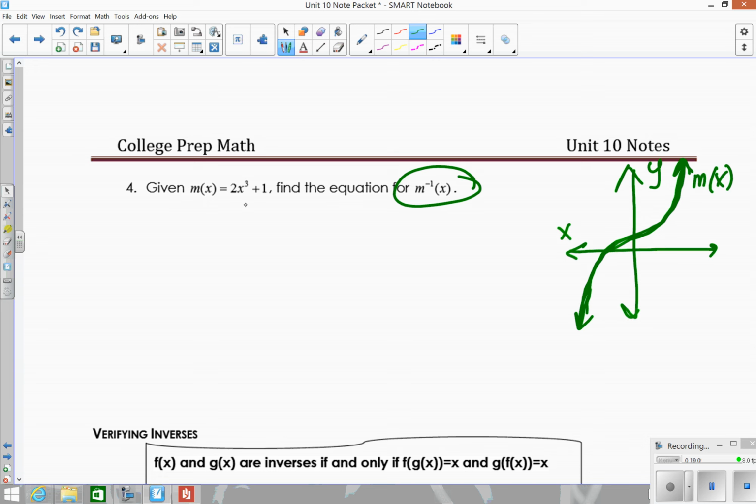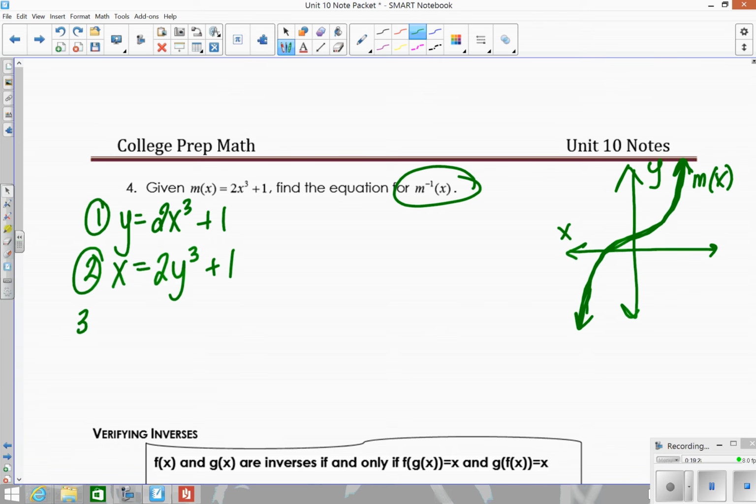So let's go ahead and do an inverse of something that's not a line, just so you can see how it's similar and how it's different. We're going to still set it equal to y, so we have y equals 2x to the third plus 1. And we're going to swap our x's and y's. And then we're going to solve it for y.